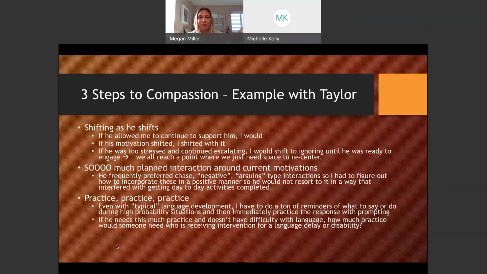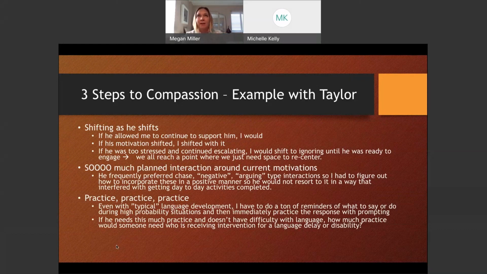Additionally, I work on shifting as he shifts. So if he allows me to continue to support him, I do. If his motivation shifts, like one day he really wanted to go somewhere, and I was trying to hurry up and go, and then he sort of dropped down and said, I don't want to go anymore. He was getting real close to me, and I said, it seems like maybe you just want a hug right now. And that's what he wanted. So we hugged instead, and then we got excited about going where we were going.